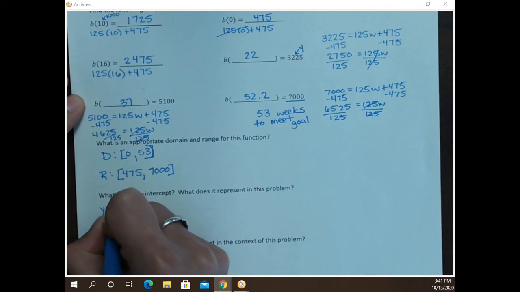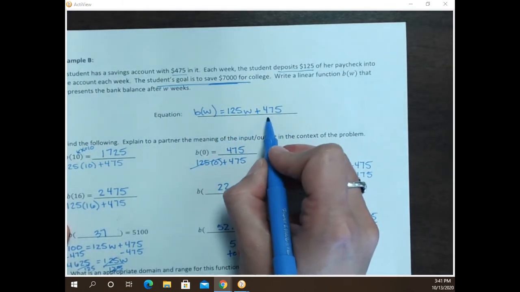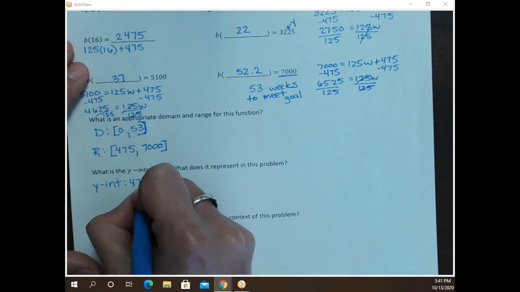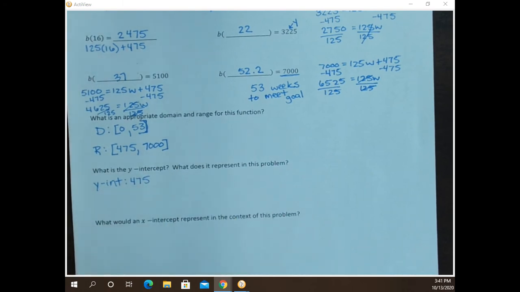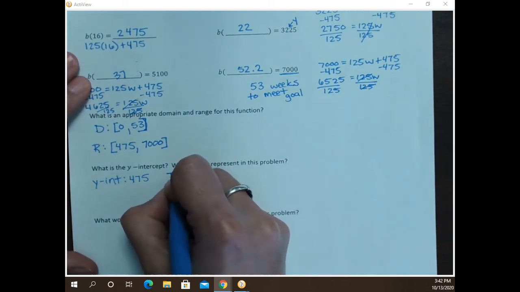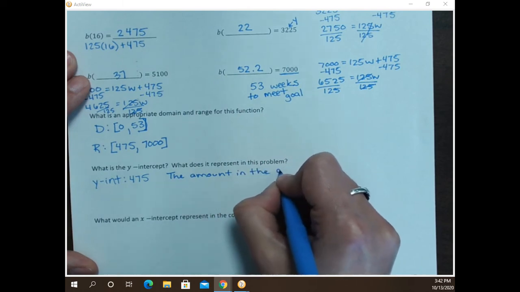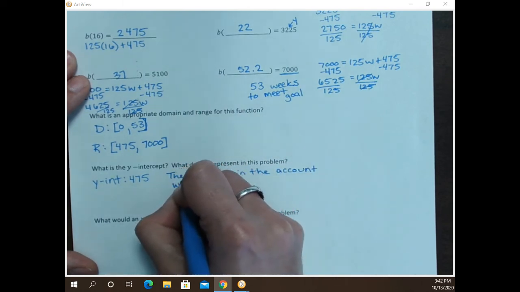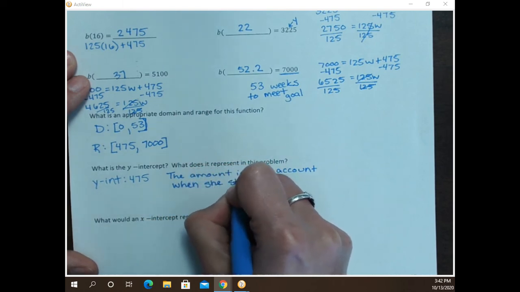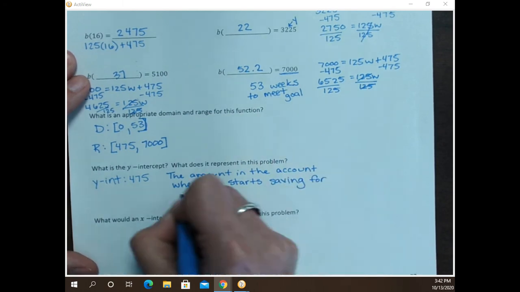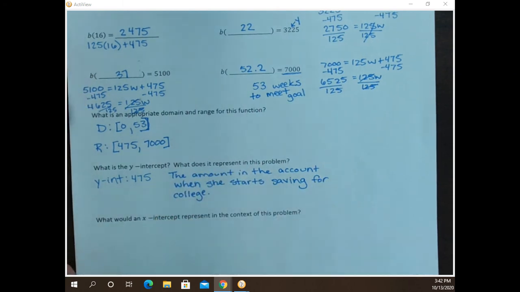Our y-intercept here, which we can see since this is slope-intercept form, there's our y-intercept, or the y-intercept happens when x is 0, so that would be 475, however you choose to look at that. Our y-intercept is 475. So remember, you could think of that as the amount in our account at 0 weeks, or the amount in the account when she starts saving for college. A lot of different correct ways to phrase that, but that's what we're looking at there. How much money do I start with?